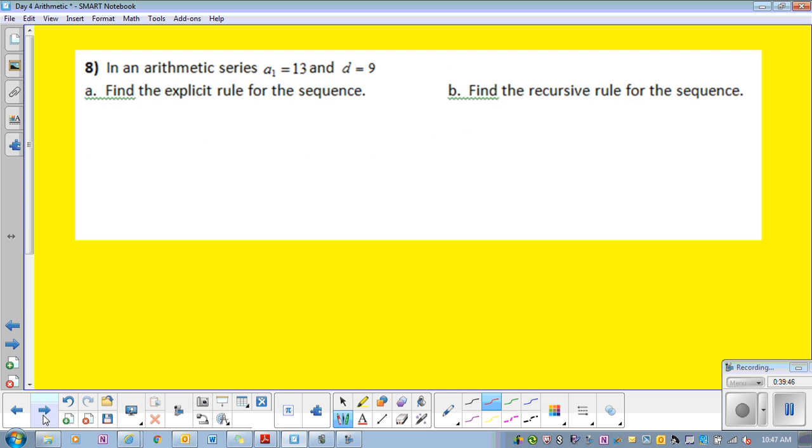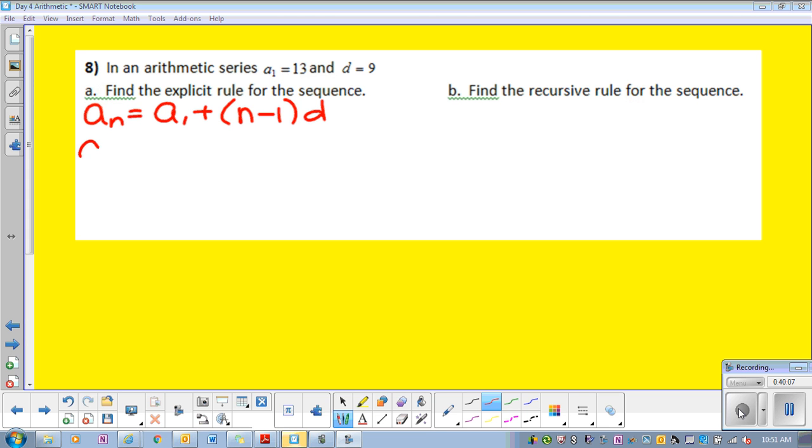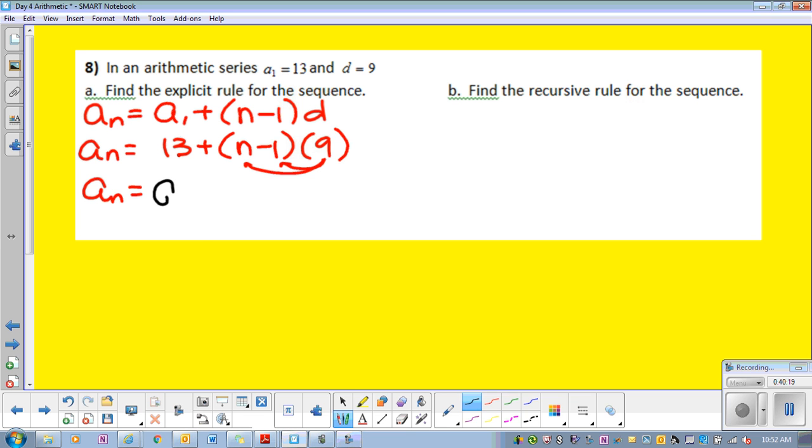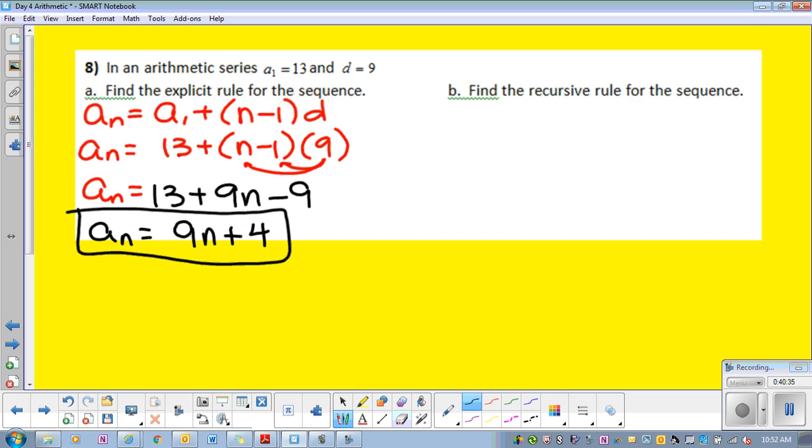All right, let's try this one. Guys, you try. A, find the explicit rule, and then find the recursive rule, just like what we did. For this one, the explicit rule, you should have used this: a sub 1 is 13, and n minus 1 times 9. Good. So now for the recursive, a sub n equals a sub n minus 1 plus 9. That's it.